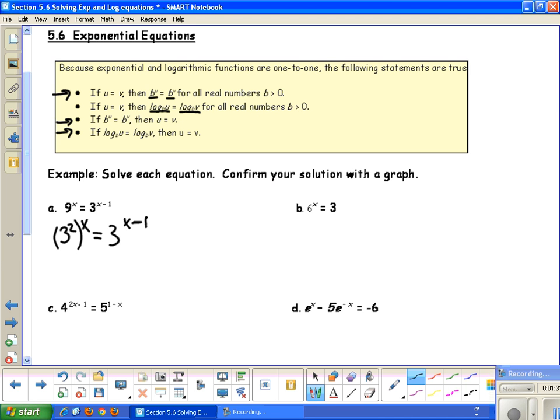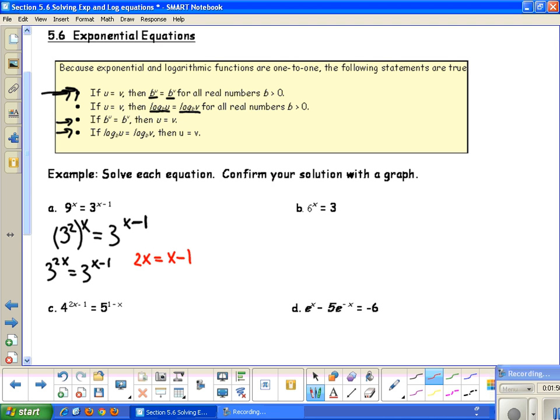Now for this, since I have the same base, I can simplify this. This would be 3 to the 2x equals 3 to the x minus 1. By that first property that we said, that means my exponents have to be equal to each other. So I can take my exponents, which would be 2x equals x minus 1, and then just go ahead and solve for x.